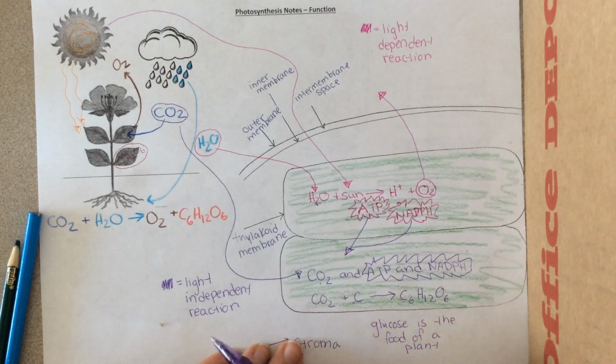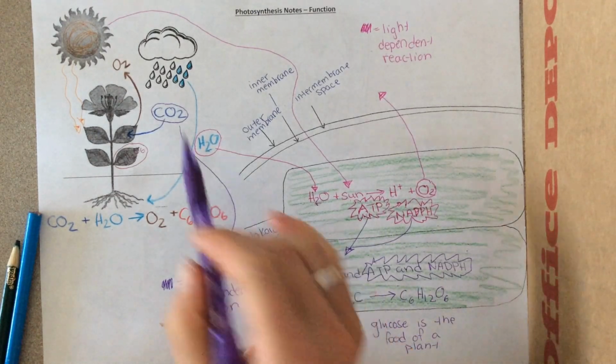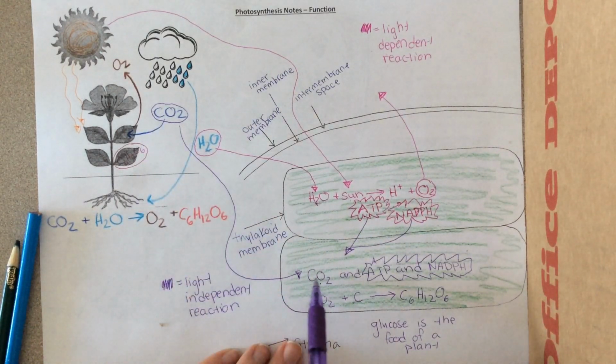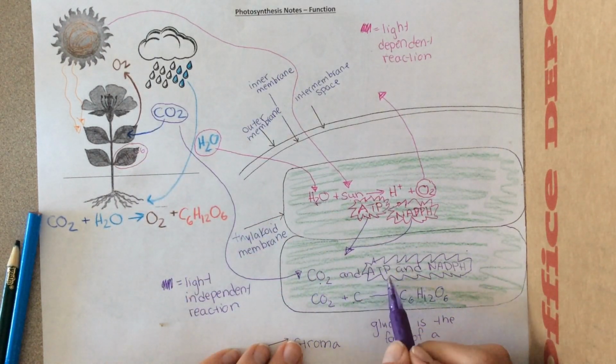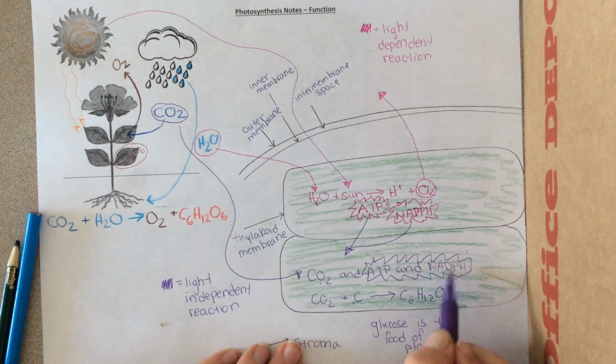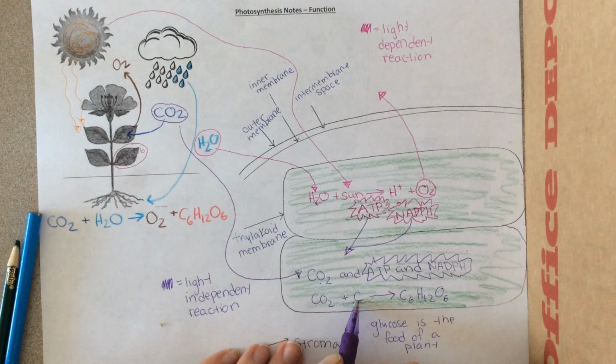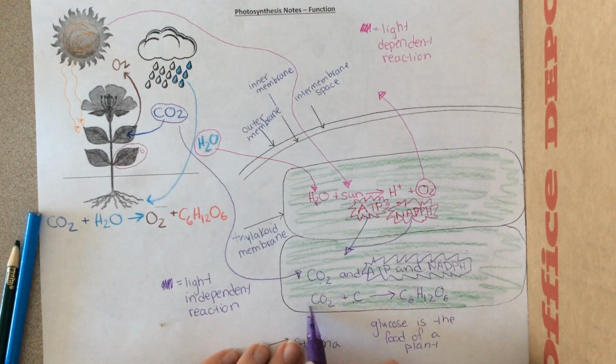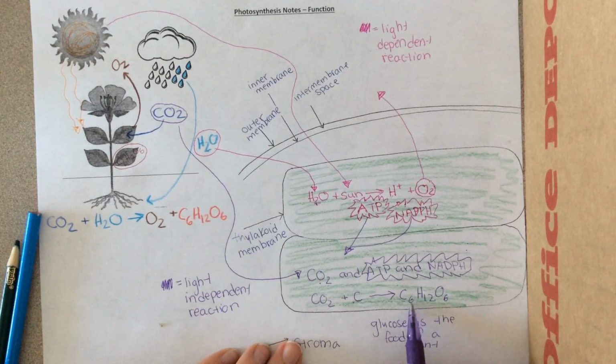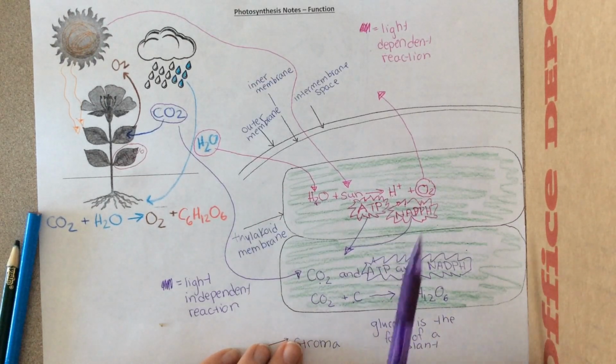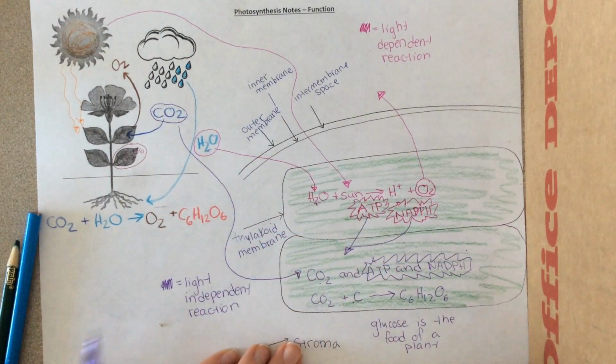So in the light-independent reaction, that's when we make glucose. Carbon dioxide comes in through the leaves from the atmosphere. The ATP and NADPH are the energy that's used to stick more and more carbon atoms onto this carbon dioxide. And once the carbon dioxide has gotten a bunch of carbon added to it, it's turned into something called glucose, which is the food of the plant. And the chemical formula for glucose is C6H12O6.